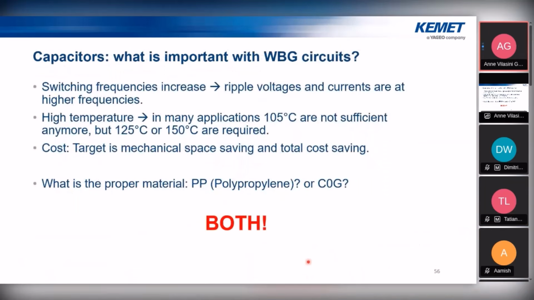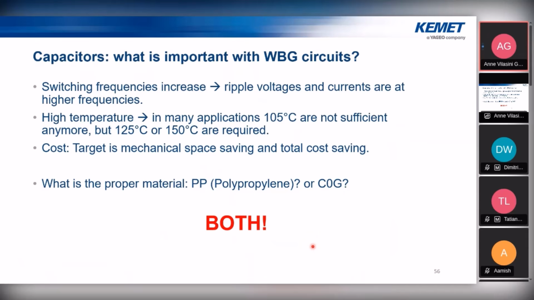Normally, when we look at capacitors, they are rated for temperatures of 105 degrees Celsius. It's most common. So when you work with wide bandgap semiconductors, you have to make sure that they also operate well at 125 or 150, as the typical operating temperature range in automotive is also 140 degrees Celsius.